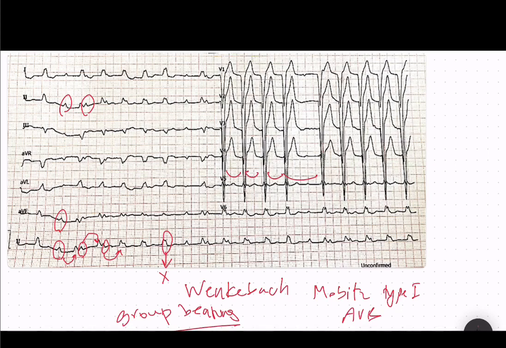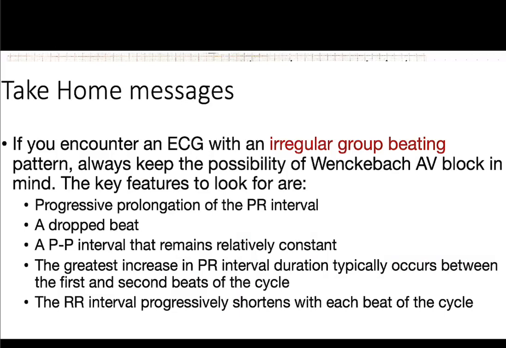The Wenckebach pattern tends to repeat in PQRS groups with ratios of 3:2, 4:3, 5:4, or here in this case 6:5. It means that out of 6 P waves, 5 are conducted to ventricles. I hope this ECG helps you understand Wenckebach AV block a little better.